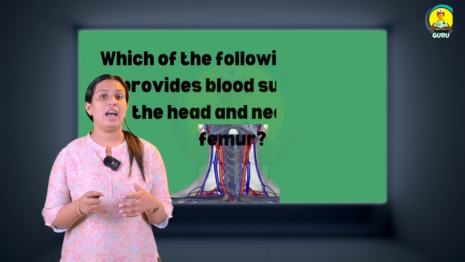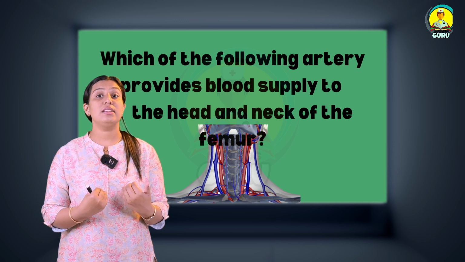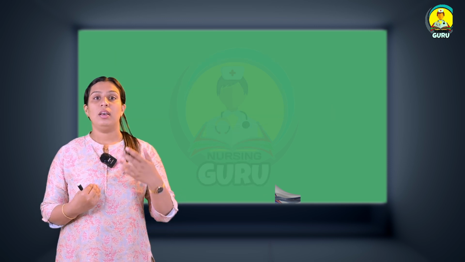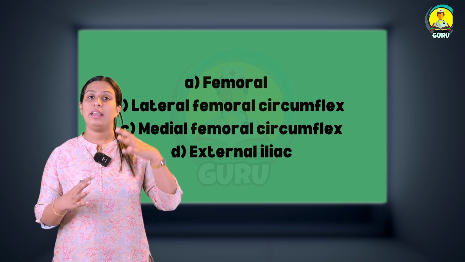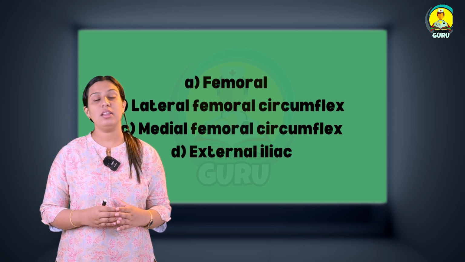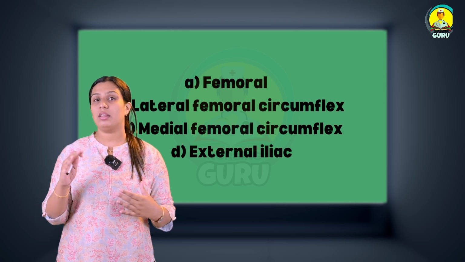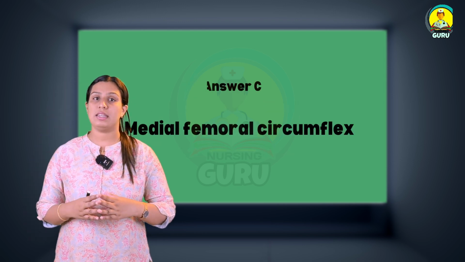Which of the following arteries provides the blood supply to the head and neck of the femur? So read the 4 options carefully, and again read the question, and you can find the exact answer. Any confusion means eliminate the wrong answers and find the right answer. Here option C is the right answer.